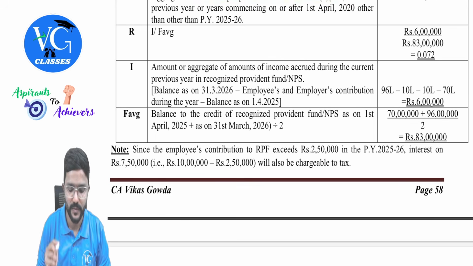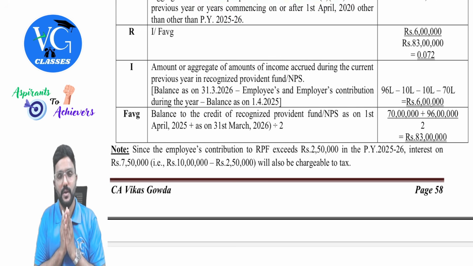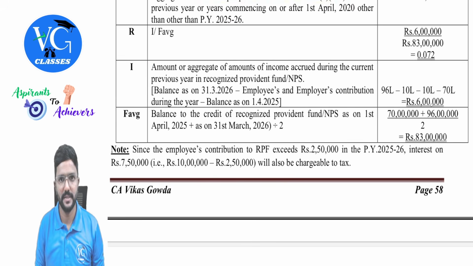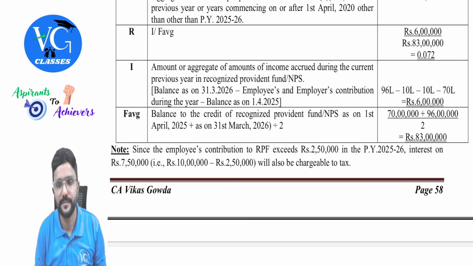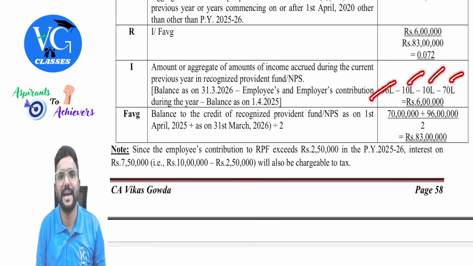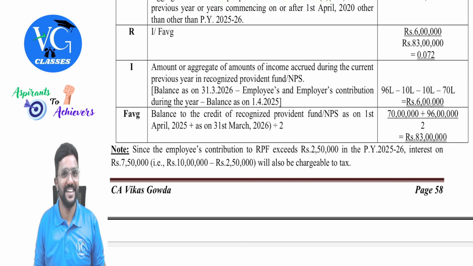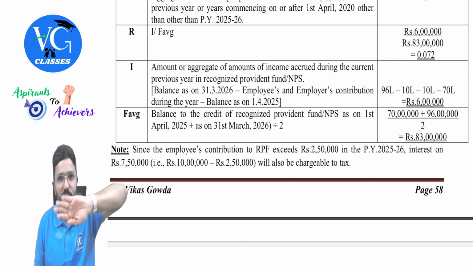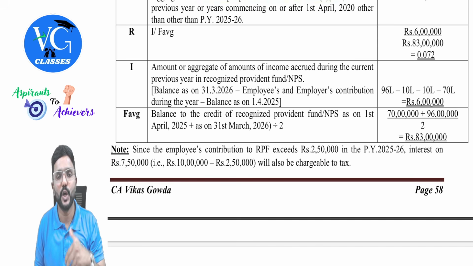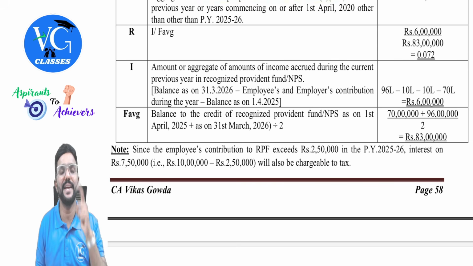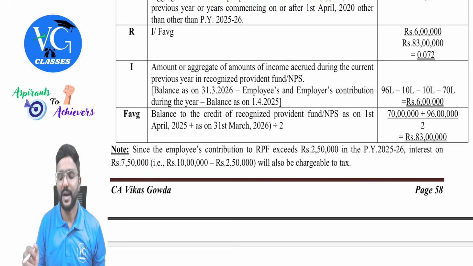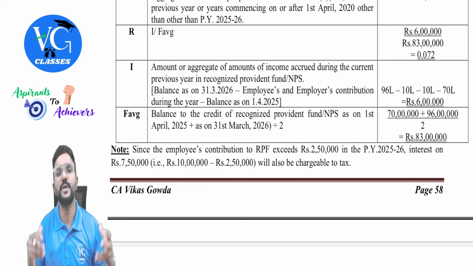Now this is important, guys. What is the income earned during the year? Very easy, guys. Take the closing balance of the fund. From that, you deduct the employee contribution during the year, the employer contribution during the year, and the opening balance. The remaining is the income earned during the year. Closing balance minus opening balance minus the contribution made during the year by the employer as well as the employee. So at the end, we will get the income earned during the year.